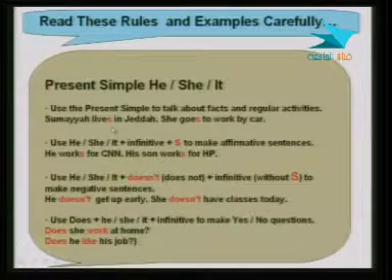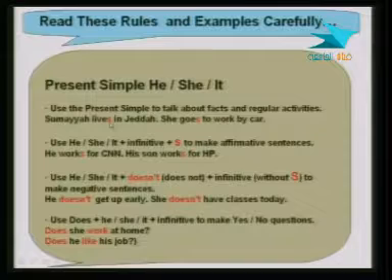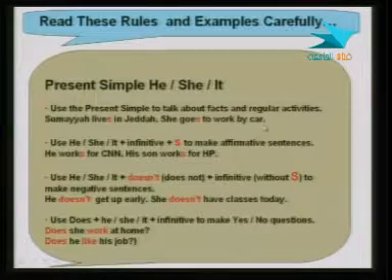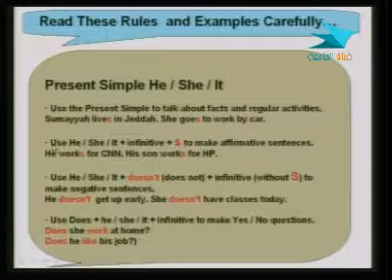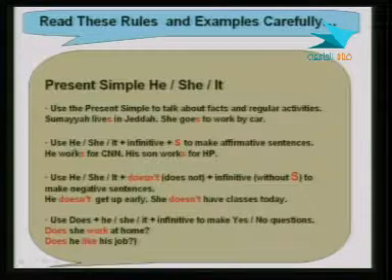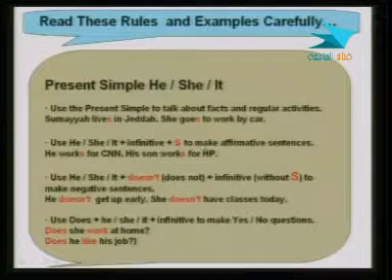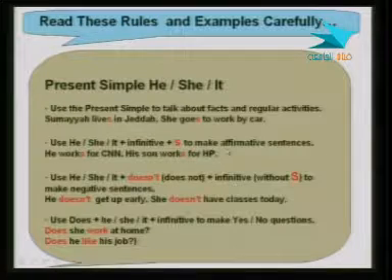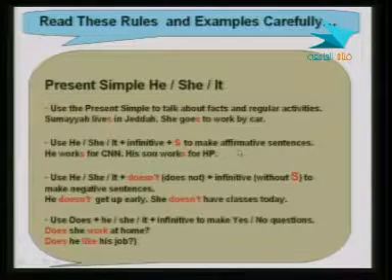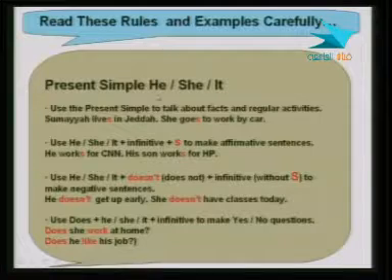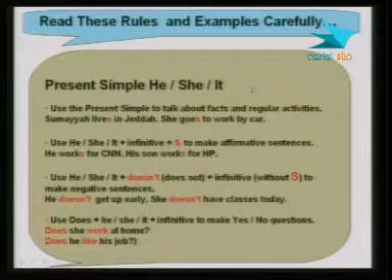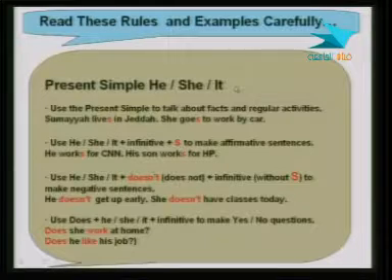لاحظوا الفعل هنا إيش؟ أضفنا له إيش؟ S. وهنا أضفنا له أيضا S to work. Okay? Sumaya lives in Jeddah. She goes to work by car. طيب. The first point, second point here, use he, she, it, plus infinitive, plus s to make affirmative sentence. إذن لتكوين جملة مثبتة باستخدام عندما يكون الضمير إما he, she, it, or any singular, or if the subject is singular, أو لما يكون المبتدأ إيش مفرد.